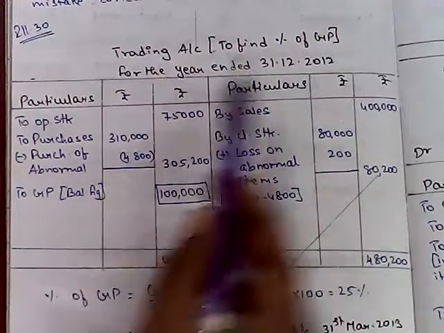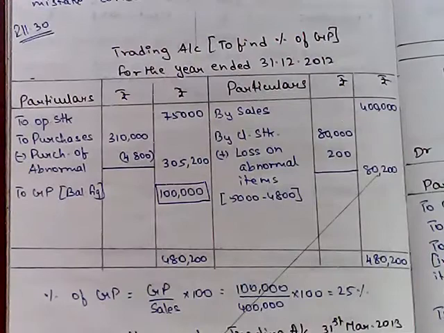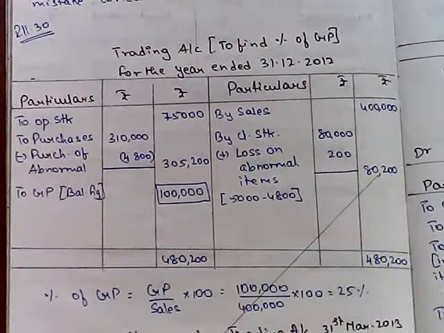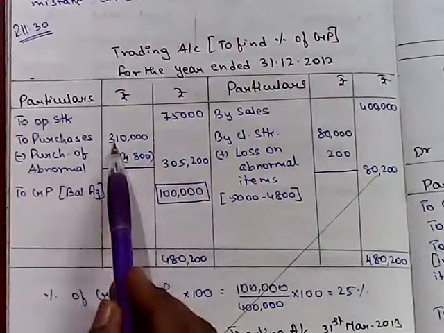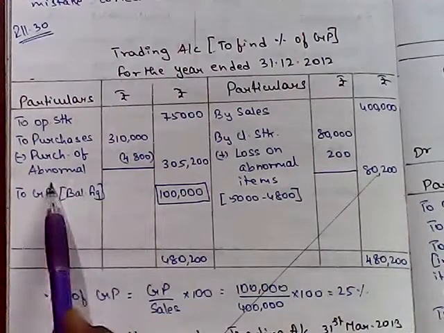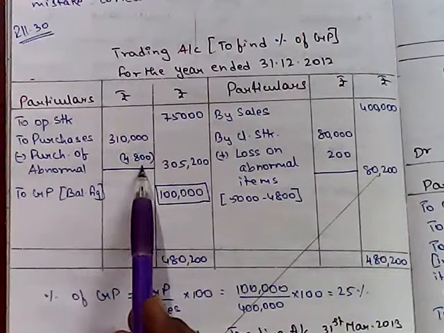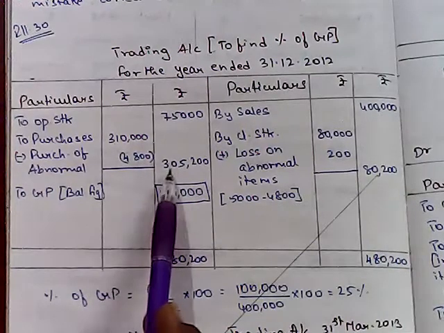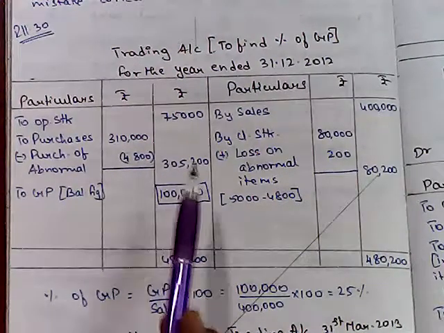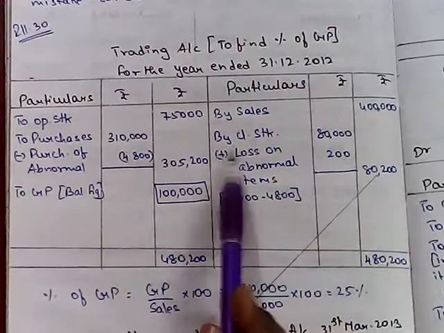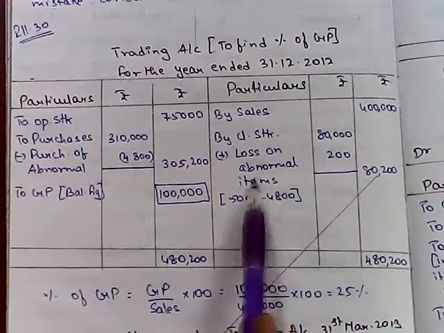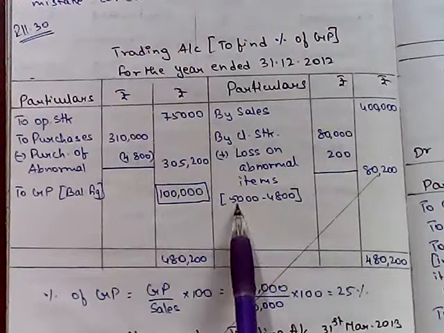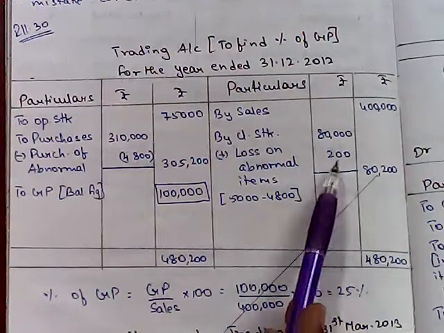So trading account, this is to find the percentage of gross profit since it is not given in the question. So to opening stock 75,000, to purchases 3,10,000 minus purchase of abnormal item, that is 4,800. So purchases 3,05,200. Then credit side, by sales 4 lakh, by closing stock which is 80,000 plus loss on abnormal item 5,000 minus 4,800 is 200.